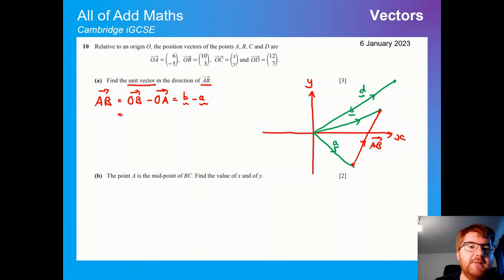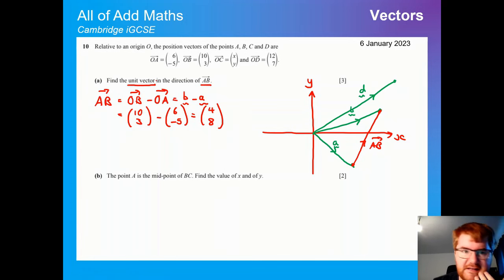Now, if we do the numbers here, well, B is equal to 10, 3. OA is equal to 6, minus 5. And so we're going to do 10 minus 6, which is equal to 4. 3 minus minus 5, two minuses make a plus. 3 plus 5 is equal to 8. So that's the vector AB, but I want the unit vector instead.